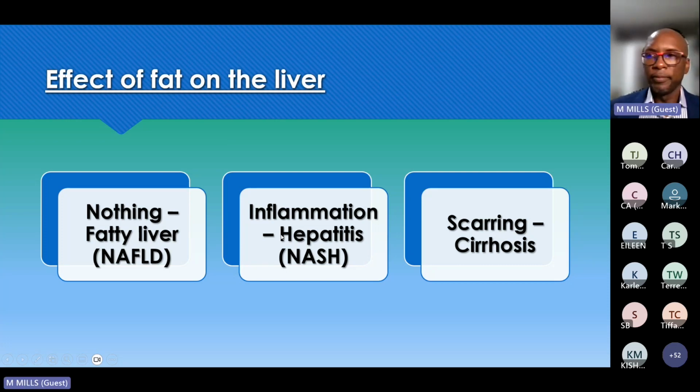Or you could have fat in the liver which causes inflammation or hepatitis, and this is a problem because once there's inflammation, the liver is going to try and heal itself, and if it has ongoing inflammation, it may heal with scarring or cirrhosis, and this is a problem. So we're trying to prevent inflammation and we're trying to prevent scarring in the liver in a patient who has fat. Even though we know most cases, if you have fat in the liver, there will not be inflammation.